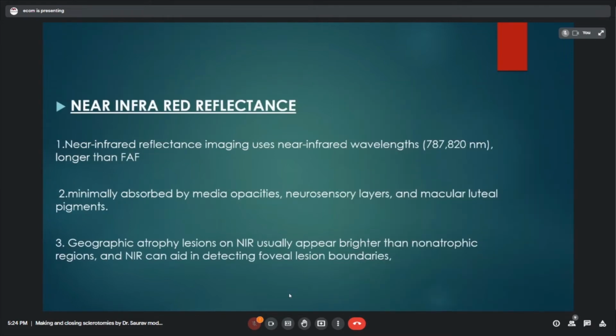Near infrared reflectance uses near infrared wavelengths of 780 or 820 nanometers, which are longer than the autofluorescence wavelength. They are minimally absorbed by media opacities, and determination of the fovea can be done more easily with this imaging modality.